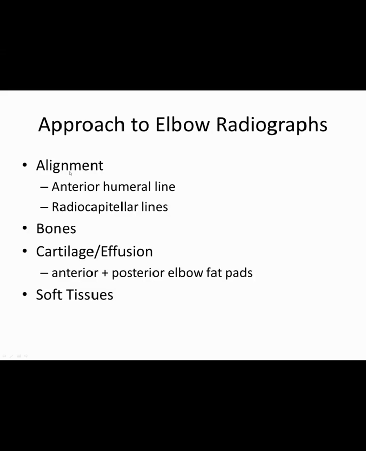So the A stands for alignment, and that's when you can draw the anterior humeral line and the radiocapitellar line. And I'll go through those with you shortly and show you what those mean. Next, you want to trace the cortex of the osseous structures that you see on radiograph to look for any cortical disruption that could suggest fracture. Alternatively, you could find an osseous mass that could be either benign or malignant. C stands for cartilage or effusion, and that's where the anterior and posterior elbow fat pads come into consideration, which I'll also go through with you shortly.